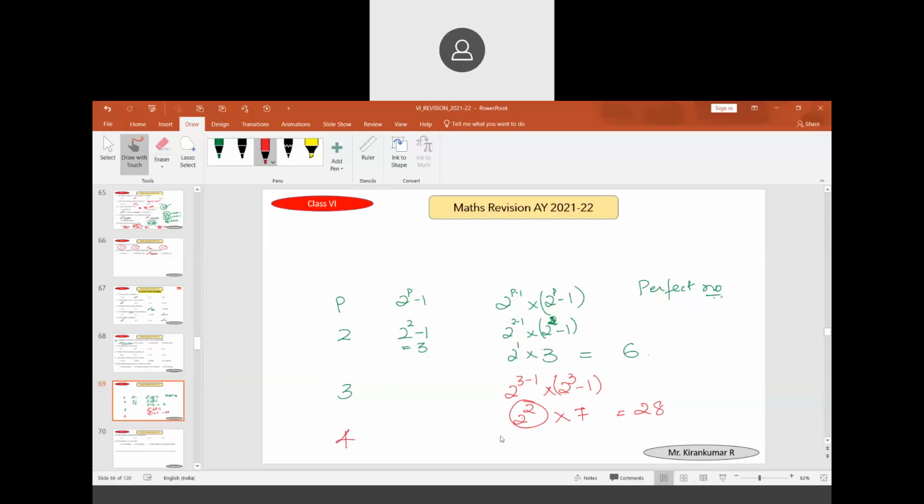Now I will consider 4. If I consider 4, 2 to the power of 4 minus 1 is 15, multiplied by 2 to the power of 3, which is 8. We get 120. No, that is not a perfect number. There is something wrong here.